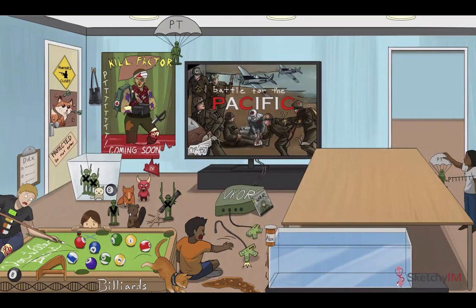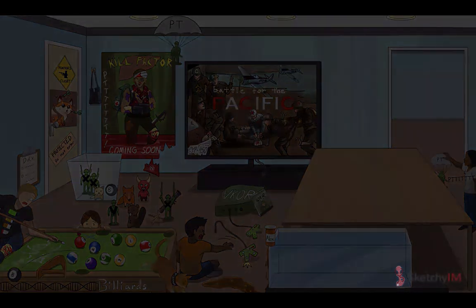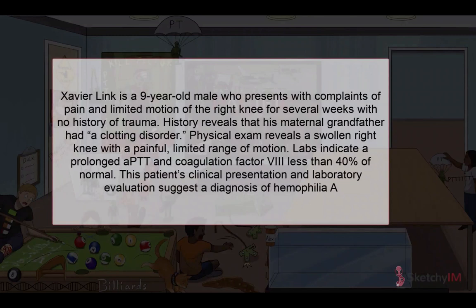Alright, before moving on to the plan, a sample assessment paragraph to satiate your hunger for conciseness. Xavier Link is a 9-year-old male who presents with complaints of pain and limited motion of the right knee for several weeks with no history of trauma. History reveals that his maternal grandfather had a clotting disorder.